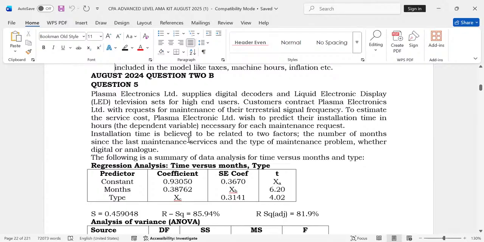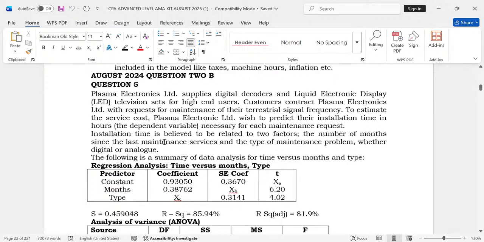Installation time is believed to be related to 2 factors. Number 1, the number of months since the last maintenance service, and then the type of maintenance problem, whether digital or what is somebody, analog. The following is a summary table for time versus months and the type. So you can see the predictor, constant, months, the type there. We can see their coefficients, their standard errors of coefficients, and then we can see the T ratios.